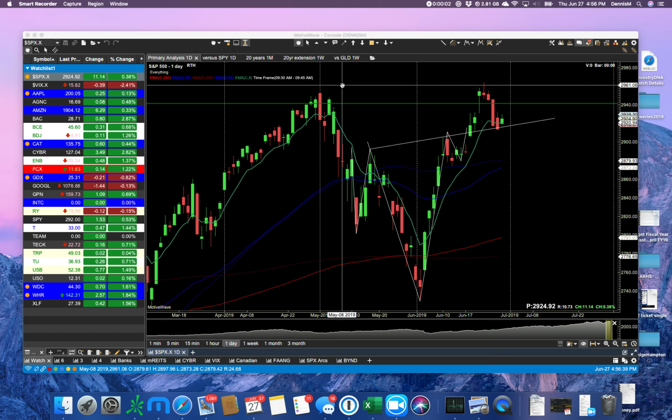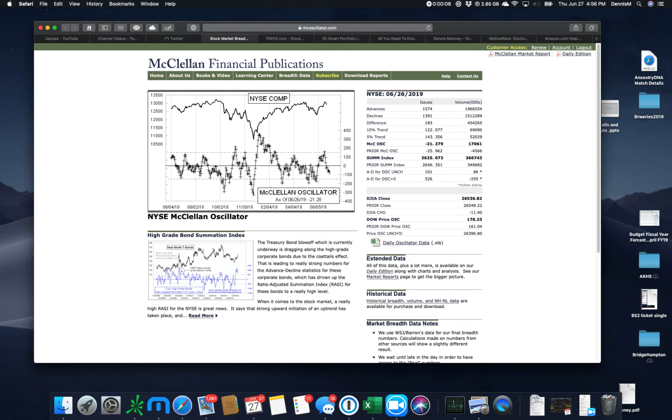Today is Thursday, June 26th, and the McClellan oscillator started the day the same as it had on Wednesday. Wednesday and Thursday were the same.